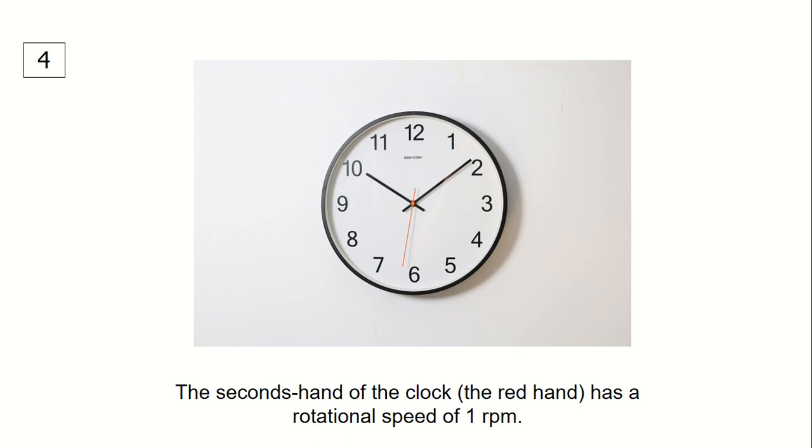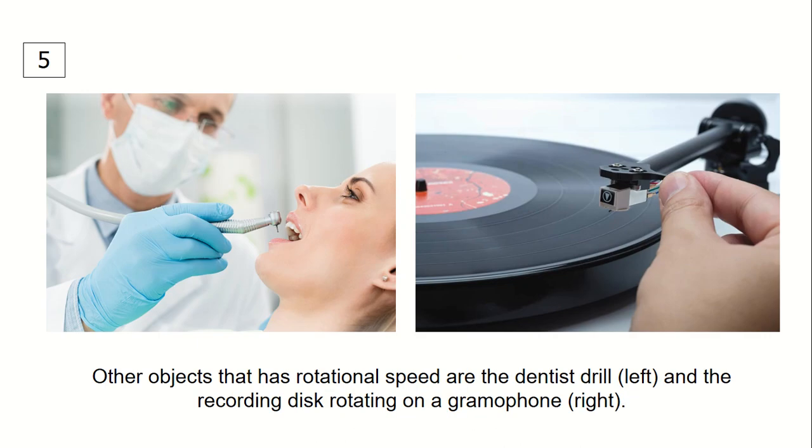The second hand of a wall clock, shown in red here, has a rotational speed of 1 RPM. This is because it takes it 1 minute or 60 seconds to make one full cycle around the face of the clock. The drill which dentists use to perform various operations, such as removing decayed parts of a tooth, has a rotational speed of up to 800,000 RPM. Many disc recording media, like a gramophone record, have to be rotated at a specific speed to make the stored sound information audible to us.